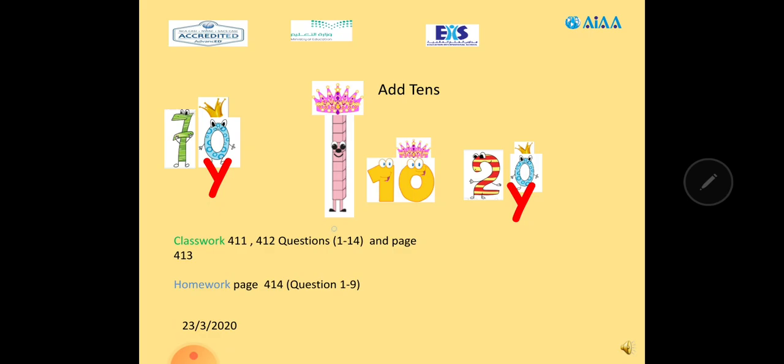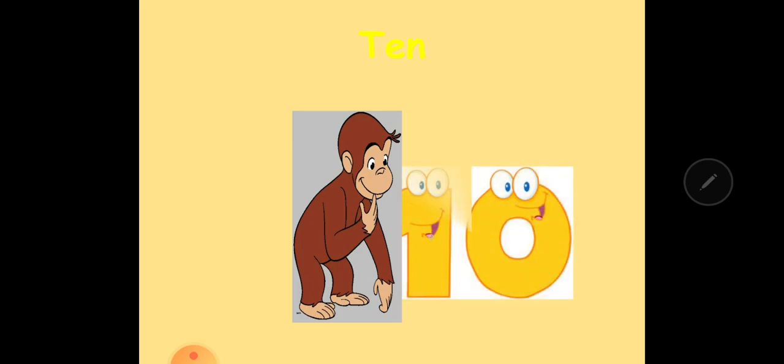As you can see here, I have 10. Say hi for 10, queen of the numbers. I have 20 and 70. Your homework, you can do it on Tuesday. Okay? Now, let's talk about 10. Say hi first for Mr. Monkey. Mr. Monkey likes the 10. It's queen of the numbers.